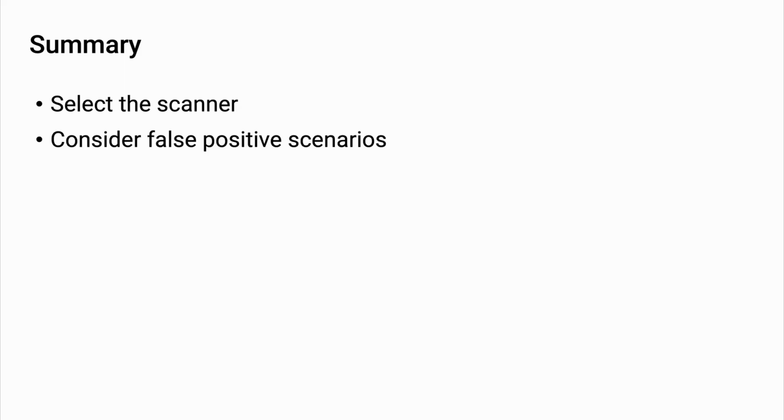Let's review some of the high points. First, select the scanner. It may be an existing tool, such as a static analyzer or other off-the-shelf utility. Alternately, you can create a custom script to perform this activity. Next, consider false positive scenarios. This is especially important if you create a custom script. When using a pre-existing scanner, make sure that it accurately identifies the deprecated functions uniquely.